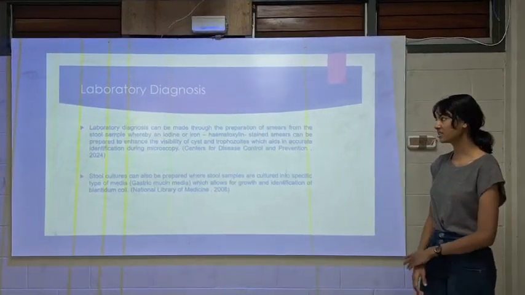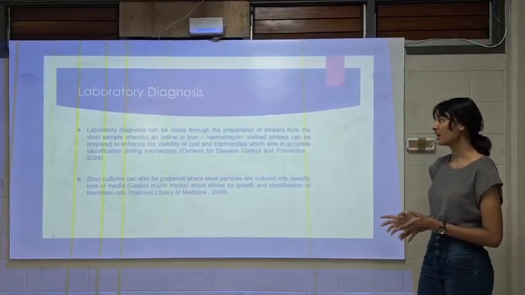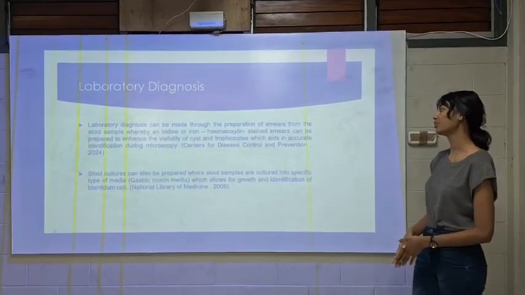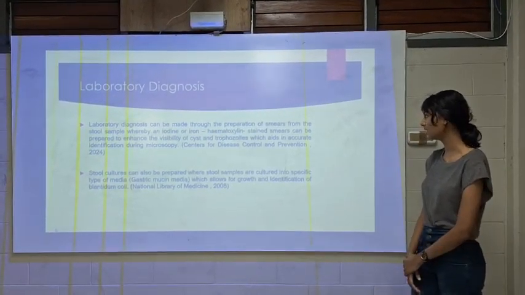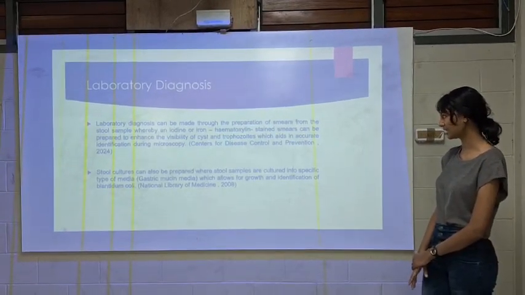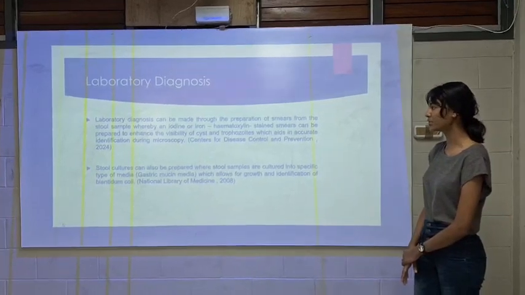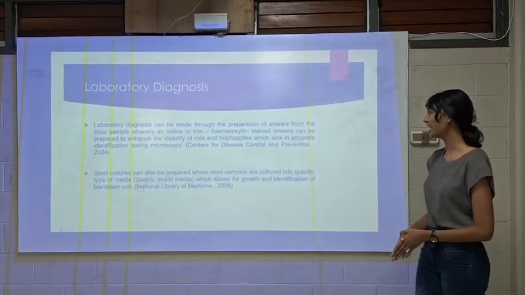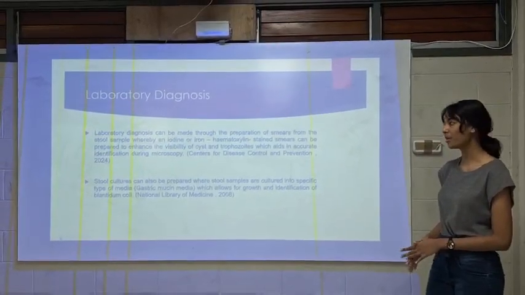The laboratory diagnosis is done in two ways. The first is through the preparation of smears from the stool sample, whereby iodine or iron hematoxylin stained smears can be prepared to enhance the visibility of the cysts and trophozoites, which aids in accurate identification during microscopy.